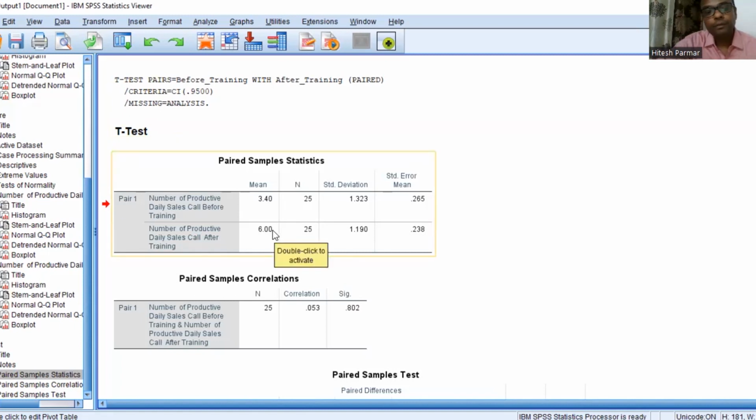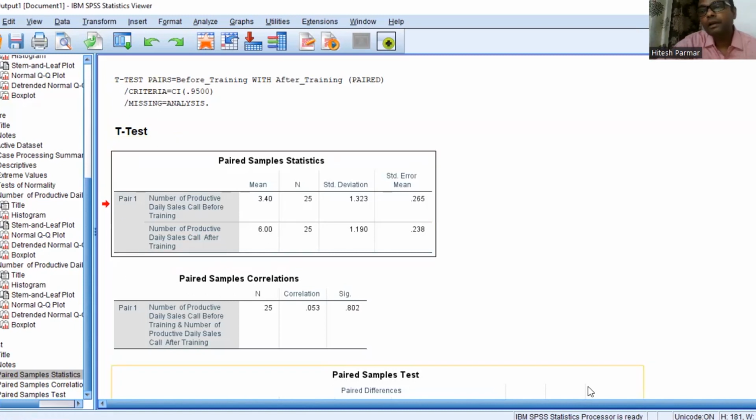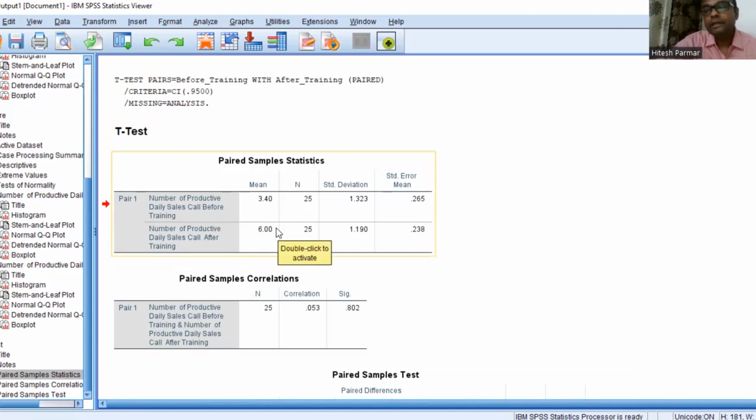So we require a p-value, but before that, what is our null hypothesis? The null hypothesis in the case of a paired t-test is that there is no significant difference in the daily productive sales before and after the training. This is the null hypothesis that we are testing.